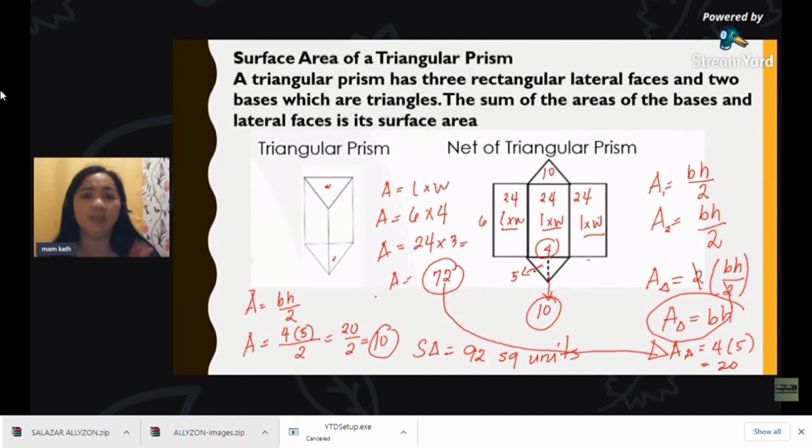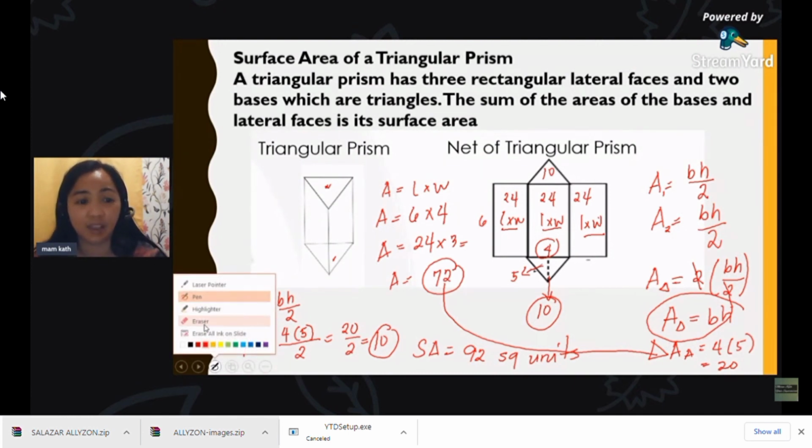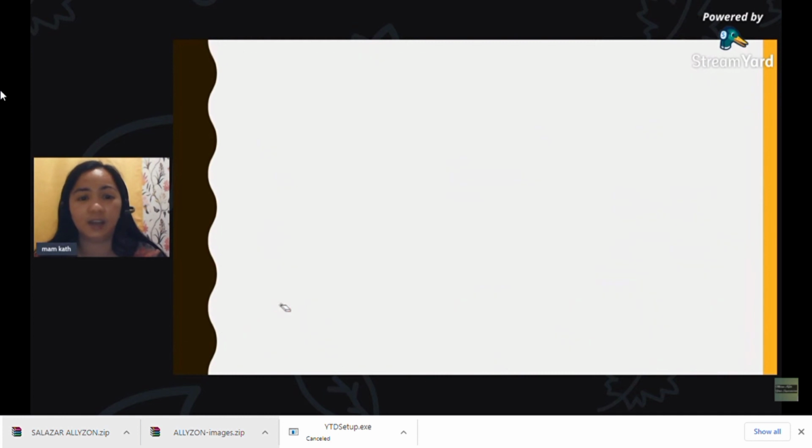Actually, pag sinabi nating surface area, hindi mo naman kailangan sauluhin yung formula nung mismong surface area. Kung master mo yung formula ng plane figures, you just need to add the area of each faces. Kung master mo yung formula ng area, so we just need to get the area of each faces and then get the sum of it. So that is the surface area.